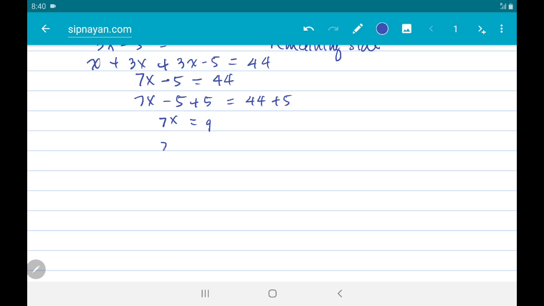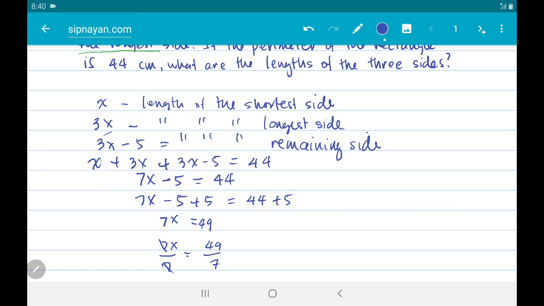Next is we divide both sides by 7 para makuha natin yung value ng x. So, meaning x equals, what is 49 divided by 7? This is 7. Ito makakancel na yan, di ba? So, meaning, yung x natin ay 7. Yung 3x natin ay 7 times 3 or 3 times 7. This is 21. 3 times 7, 21. Tsaka yung remaining side natin is 3x minus 5. Alin ang 3x? Yung 21 minus 5, 16.